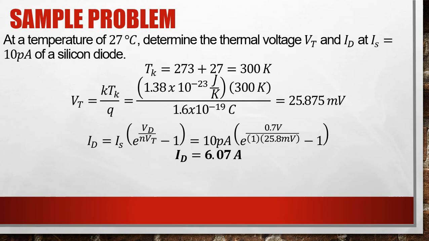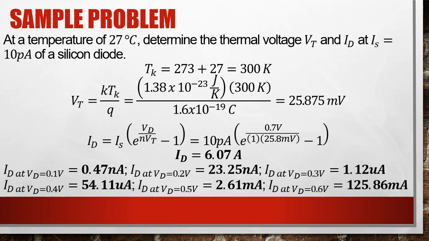Okay, let us compute the diode current at voltage drop equal to 0.1 volts to 0.6 volts and so on. So, yung current natin sa 0.1 volts is 0.47 nanoampere, and sa 0.2 volts is 23.25 nanoampere. Kung mapapansin nyo, pataas ng pataas yung reading ng current. 1.12 microampere sumunod, 54.11 microampere, hanggang naging 2.61 milliampere, and 0.6 volts is 125.86 milliampere.